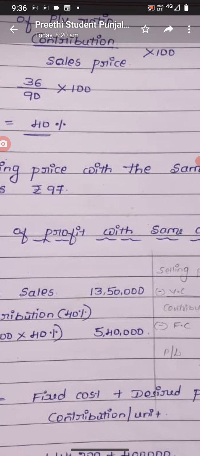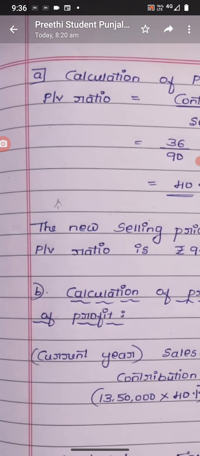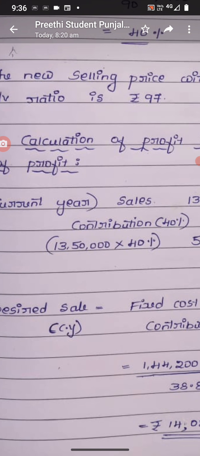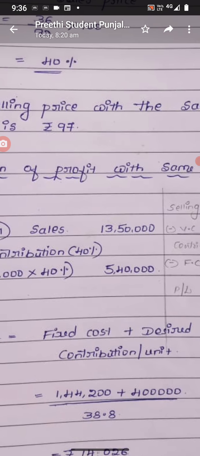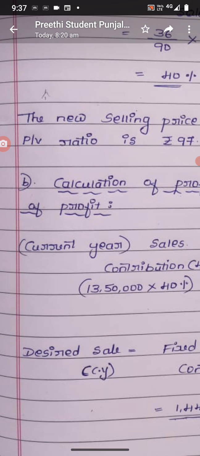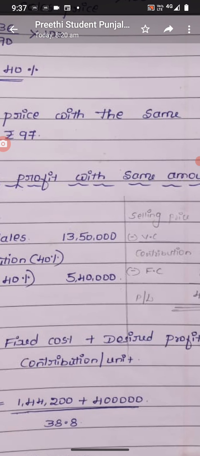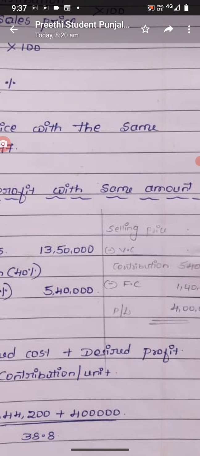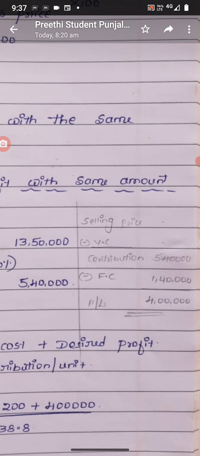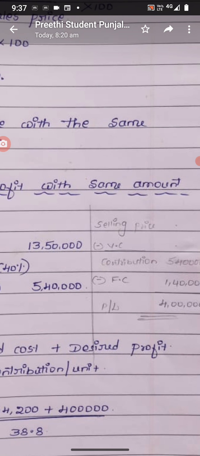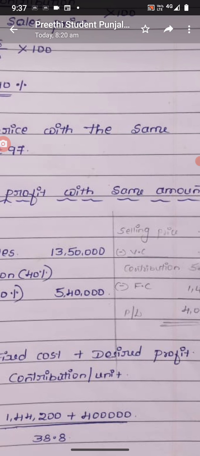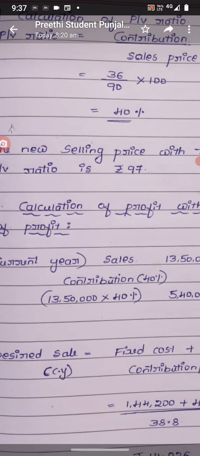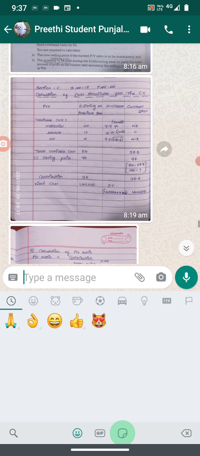Then they told calculation of profit with the same amount of profit. So this is very important. We will calculate what is the amount of profit. So for the current year sales, we know selling price minus variable cost is contribution, contribution minus fixed cost is profit or loss. So see here, sales 13,50,000 that they have given.